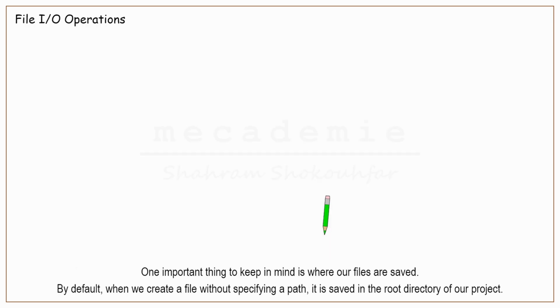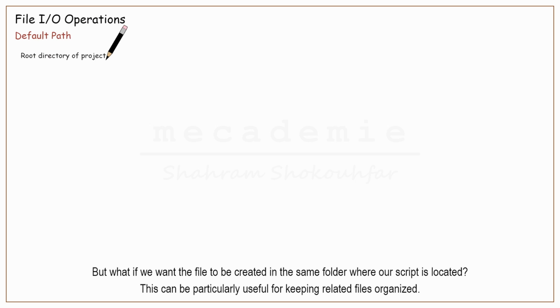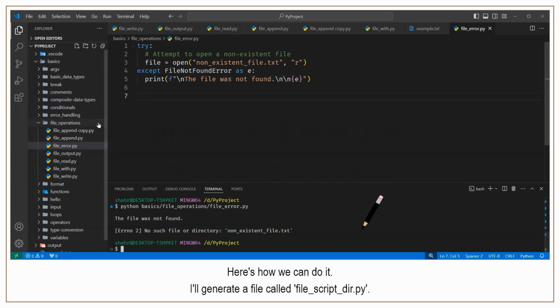One important thing to keep in mind is where our files are saved. By default, when we create a file without specifying a path, it is saved in the root directory of our project. But what if we want the file to be created in the same folder where our script is located? This can be particularly useful for keeping related files organized. Here's how we can do it.